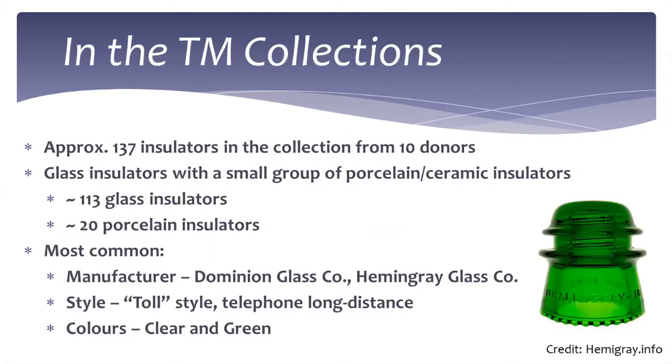In the collections here at the museum, we have approximately 137 insulators from about 10 different donors. Glass insulators make up the majority of the collection, with a small group of porcelain and ceramic. So we have about 113 glass insulators and 20 porcelain insulators. The most common ones that we have were made by the Dominion Glass Company, or the Diamond Glass Company, and the Hemingway Glass Company. The most common style that we have is the toll style, which was used for telephone long distance wires and poles. And that insulator right here on the corner is a toll style of insulator. And the most common colors we have are green and clear glass.